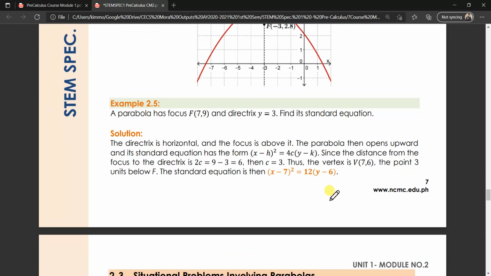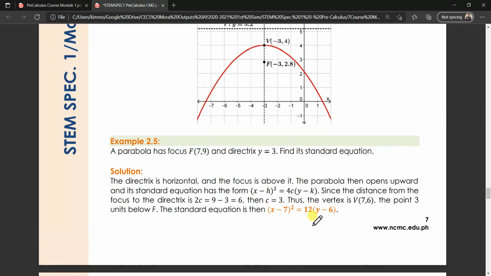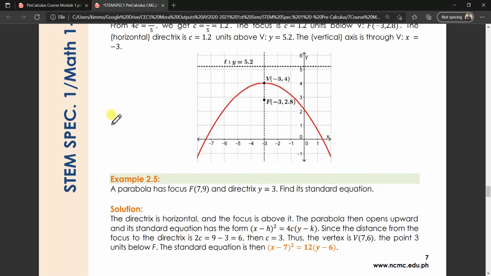So, for the final example, so given dili na ta given but I sketch, ang given na sa to is focus and directrix. So, is it possible to find the standard equation? So, yes, it is possible because, di ba, kung given kag focus, atong focus is located at 7, 9. So, 1, 2, 3, 4, 5, 6, 7, and 9. So, somewhere dari si focus.